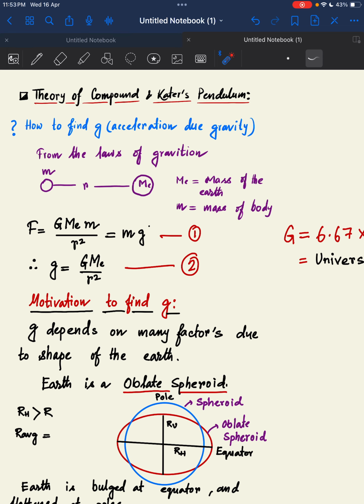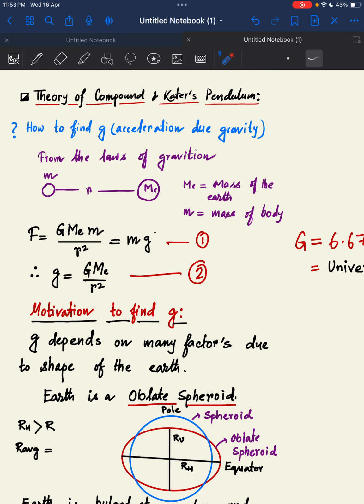So before going to the discussion, we'll have a short motivation why measuring g at a particular place is important. We know the value of g, 9.81. It varies from 9.76 to 9.83, and the average value is 9.81.